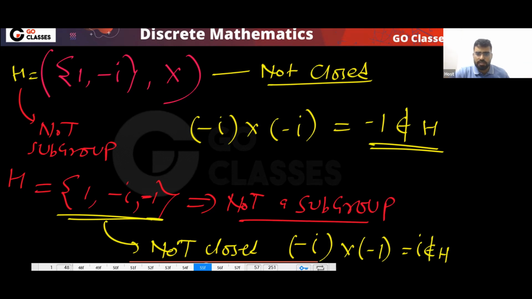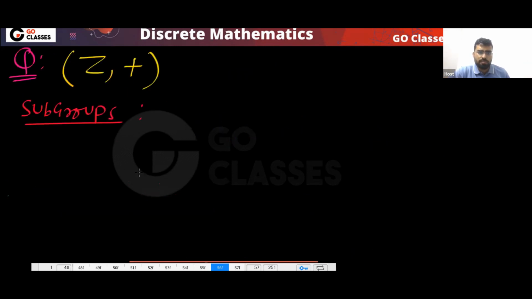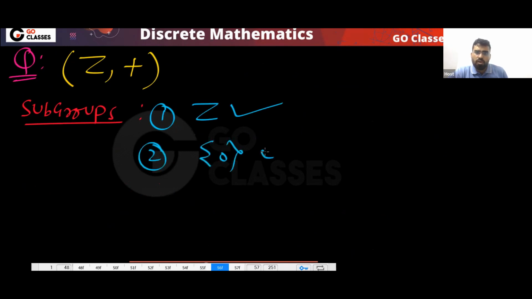Okay, let's move on. Which are the subgroups that you can create? The first subgroup you can create is Z itself. The second subgroup you can create is to only take the identity element. The next subgroup you can create is all the even numbers, all the multiples of 2.